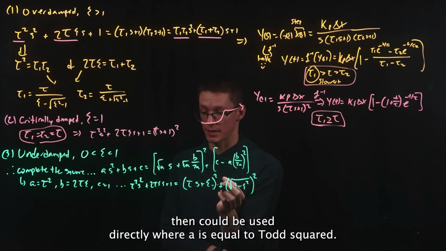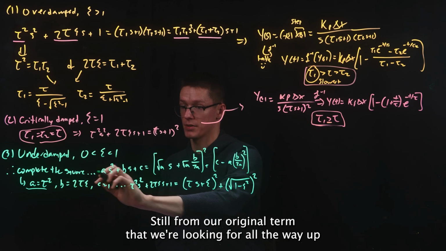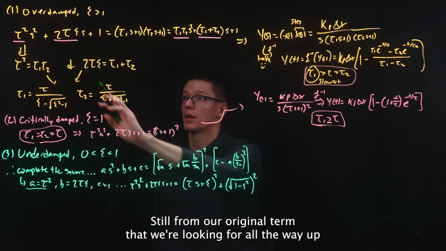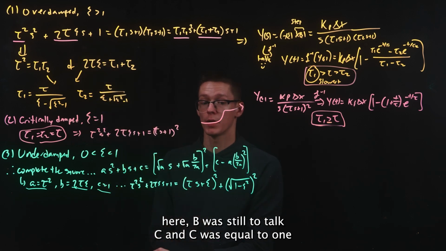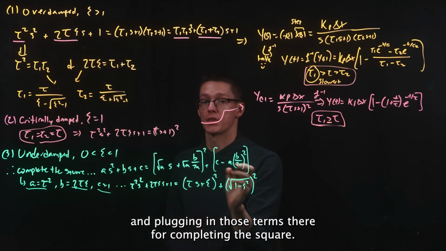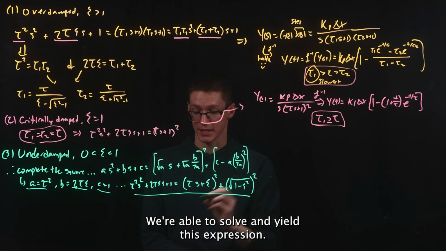And this then could be used directly where a is equal to tau squared still, from our original term that we're looking for all the way up here. b was still 2 tau zeta and c was equal to 1. And plugging in those terms there for completing the square, we're able to solve and yield this expression.